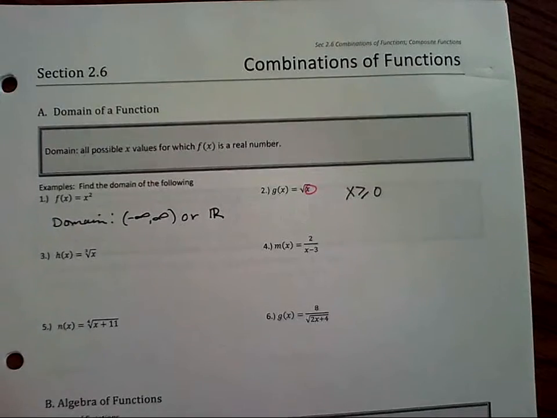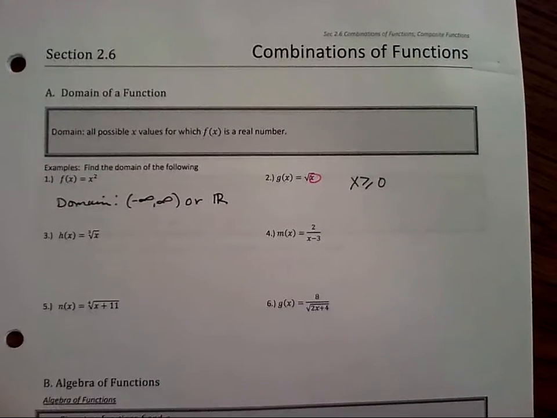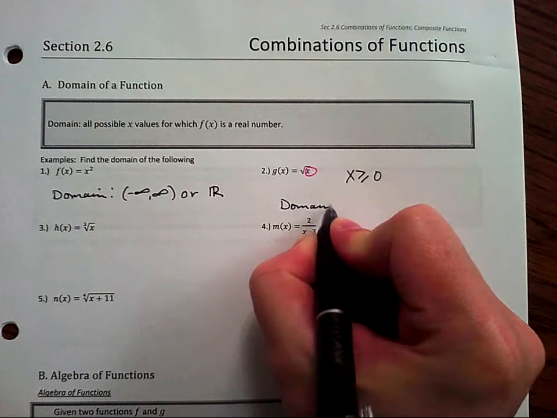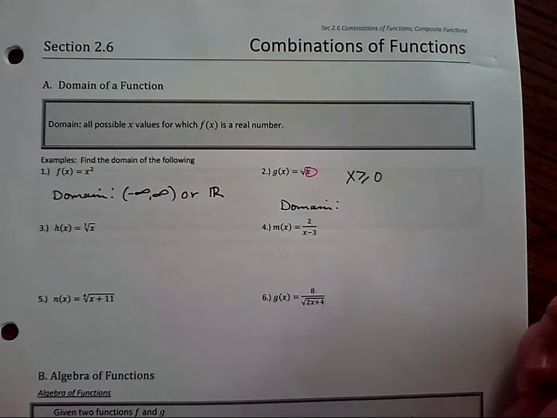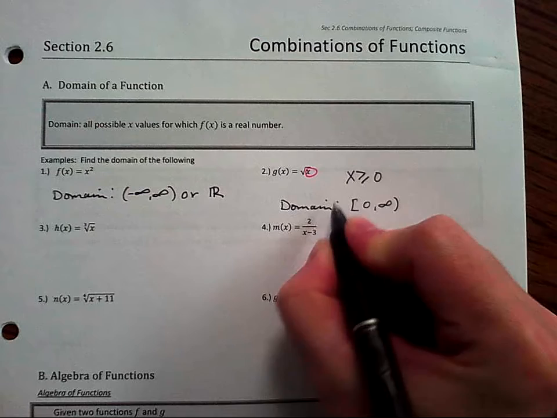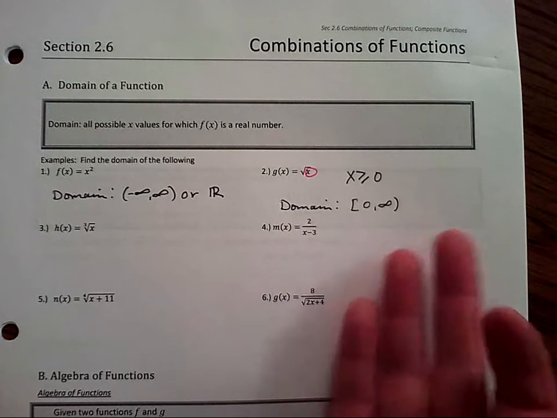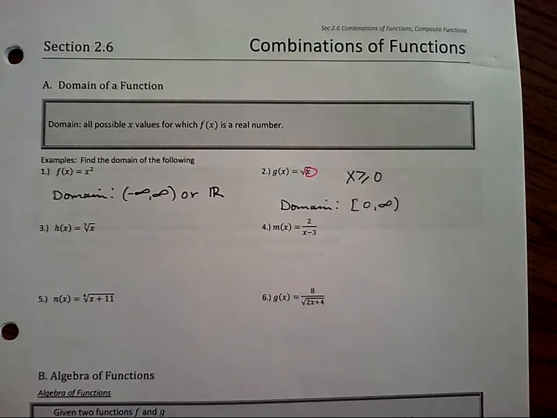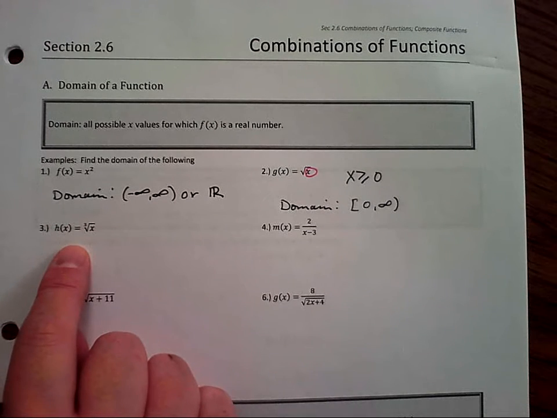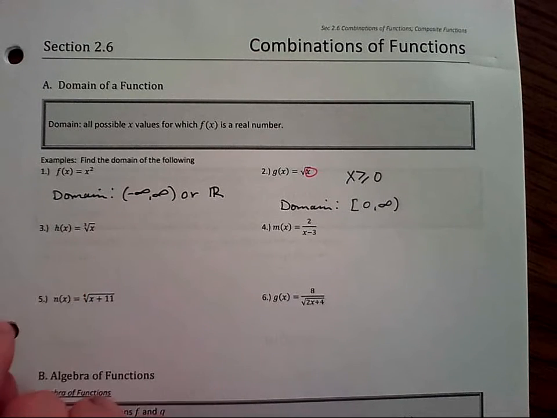So how do I write that in interval notation? Good. No, you guys know this. You guys just did it on the test. Okay, what about the cube root function? Can I take the cube root of a negative number? Can I take the cube root of 0? Can I take the cube root of a positive number?